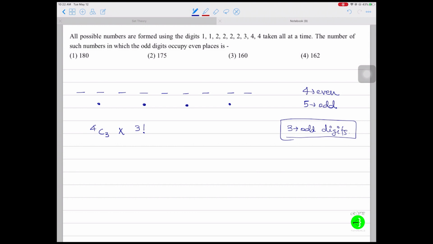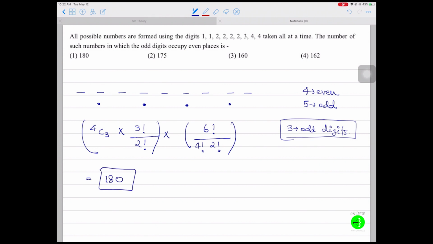So the ways of doing that is 3 factorial, and the multiplicity of 1 is 2, so we divide by 2 factorial. This is the number of ways of placing the odd digits in even places. Now, in the remaining 6 places, we need to arrange the even digits. So that is 6 factorial ways of doing it divided by 4 factorial, since the multiplicity of 2 is 4, and divided by 2 factorial for the multiplicity of 4. And solving this comes up to be 180. So our answer is option 1, 180.